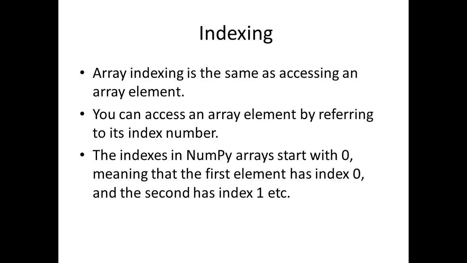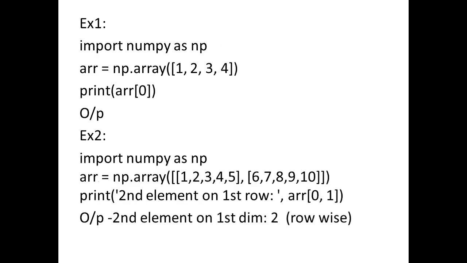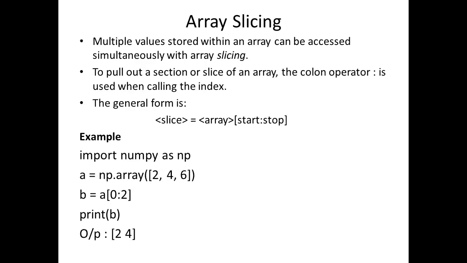What is indexing? Indexing is the same as accessing an array element. You can access an array element by referring to its index number. The index in a NumPy array starts with 0. So that means the first element has index 0 and the second element has index 1, like that. This is an example for creating the array and accessing the elements. Use the index of the array; 0 means the first element.